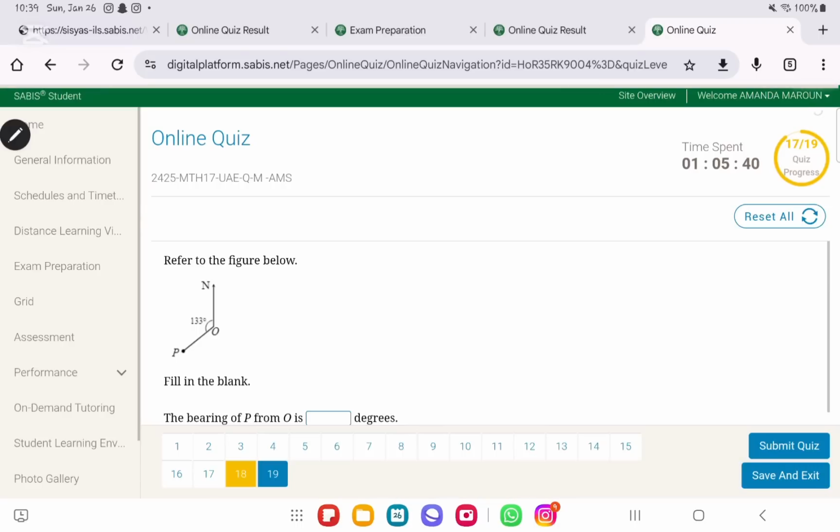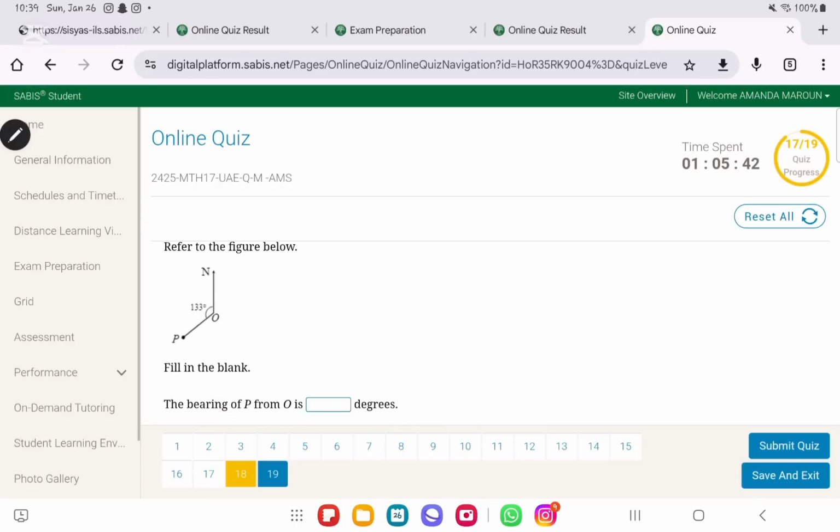Okay, moving on to question number 18. Now here they need the bearing of P from O. Very simply, we are going to take this angle. To find it, we are going to do 360 minus this angle over here, which is 133. So 360 minus 133, you are going to get an answer of 227. So the bearing of P from O is 227 degrees.